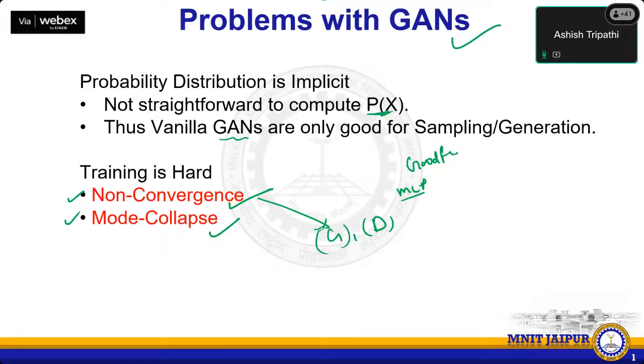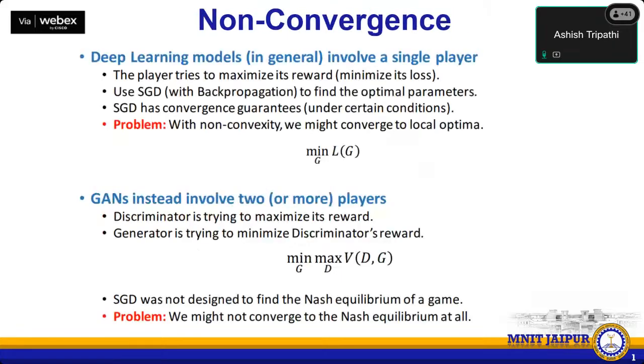We don't want the discriminator to be so efficient in the initial phase that the generator is not able to ever beat the discriminator, or we don't want the discriminator so weak at the initial stage that the generator is not able to update itself. So you may encounter both problems, called non-convergence and mode collapse. Why is it so? Because the loss function will keep on oscillating. It will not be able to converge. Let us discuss why.